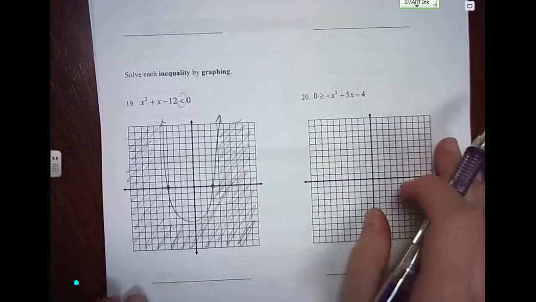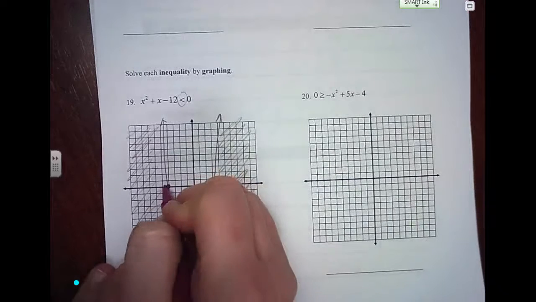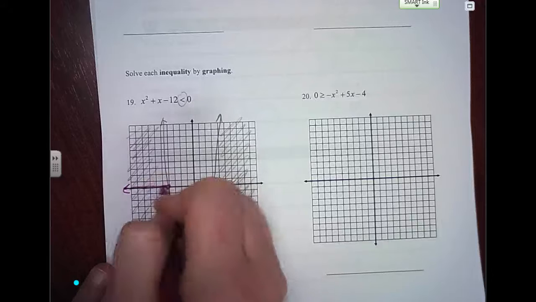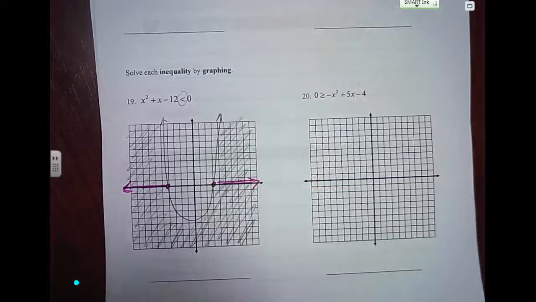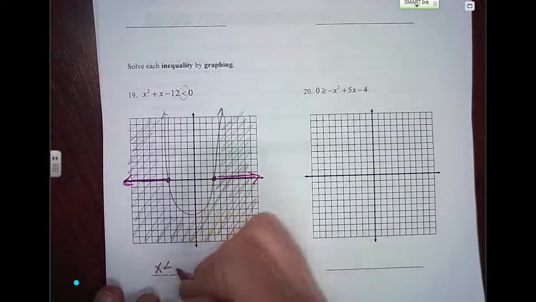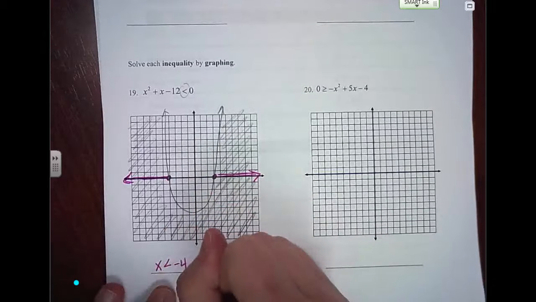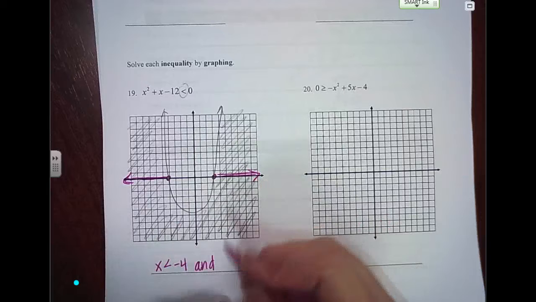Okay, so I want to do the areas that are shaded. So this area here, oops, and this area here. So for this part, I say x is less than negative 4. And that's just this one. And then this one here, x is greater than positive 3.